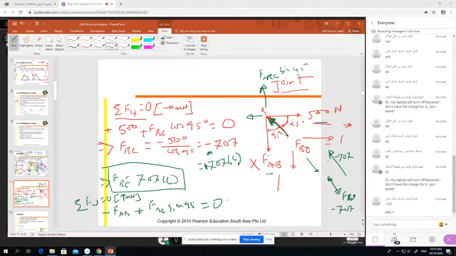Now what do we know? So minus FAB, and we know that FBC is equal to 707. So plus 707 sine 45 degree equal to 0. So now tell me, what is the FAB? Tell me please. What is the FAB? Calculate and tell me please.